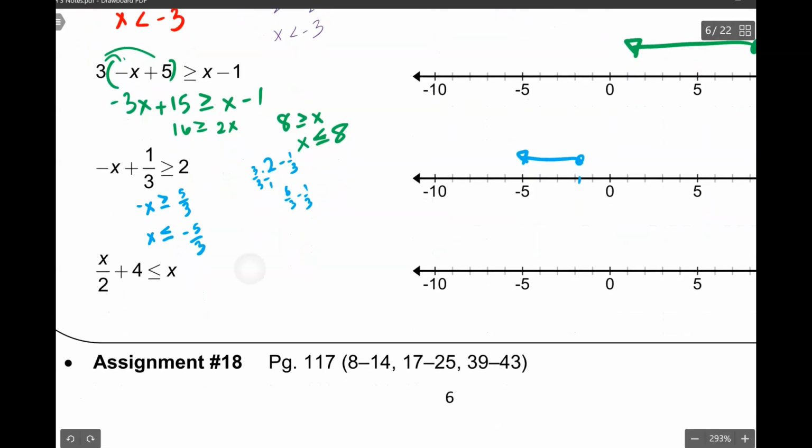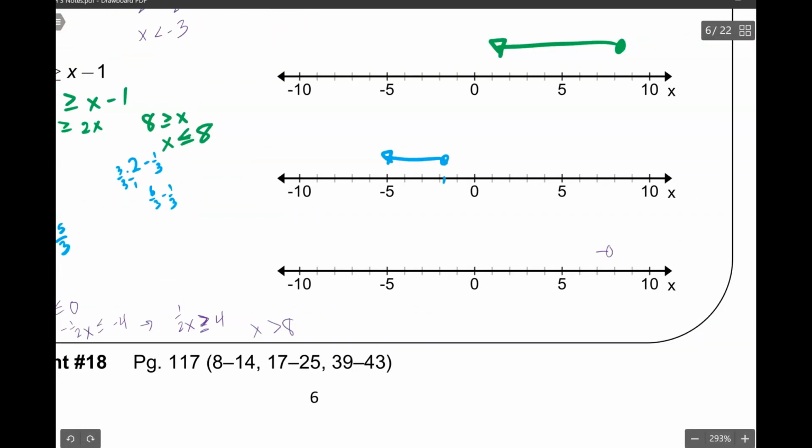And last one. Let's subtract x. So I have -1/2 x plus 4 is less than or equal to 0. Subtract 4 on both sides. Multiply by -2. Well, okay, I can multiply by -1 first. So I have 1/2 x is greater than or equal to 4 because I flipped the direction of the inequality. And then if I multiply by 2 on both sides, I get x is greater than 8. So open circle, and the direction goes to the right.